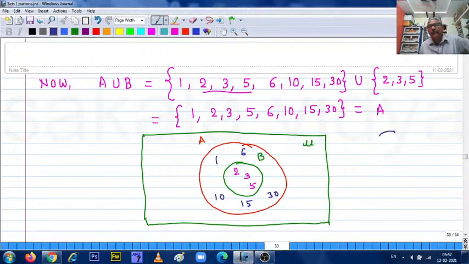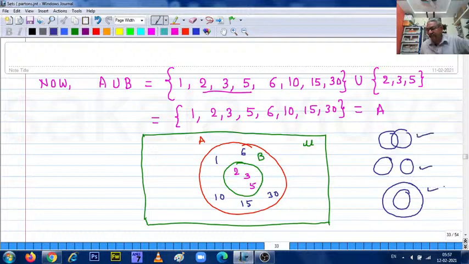Actually you get it like this: overlapping, or disjoint, or it may be that one set lies inside the other set. Three types of Venn diagrams you will get.